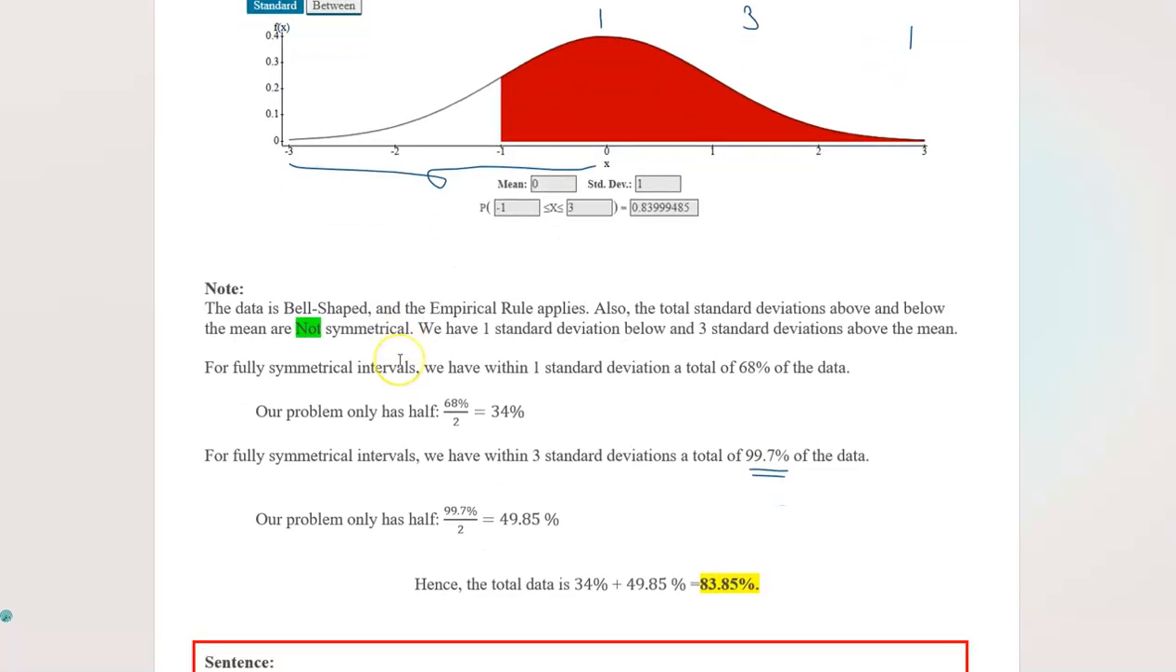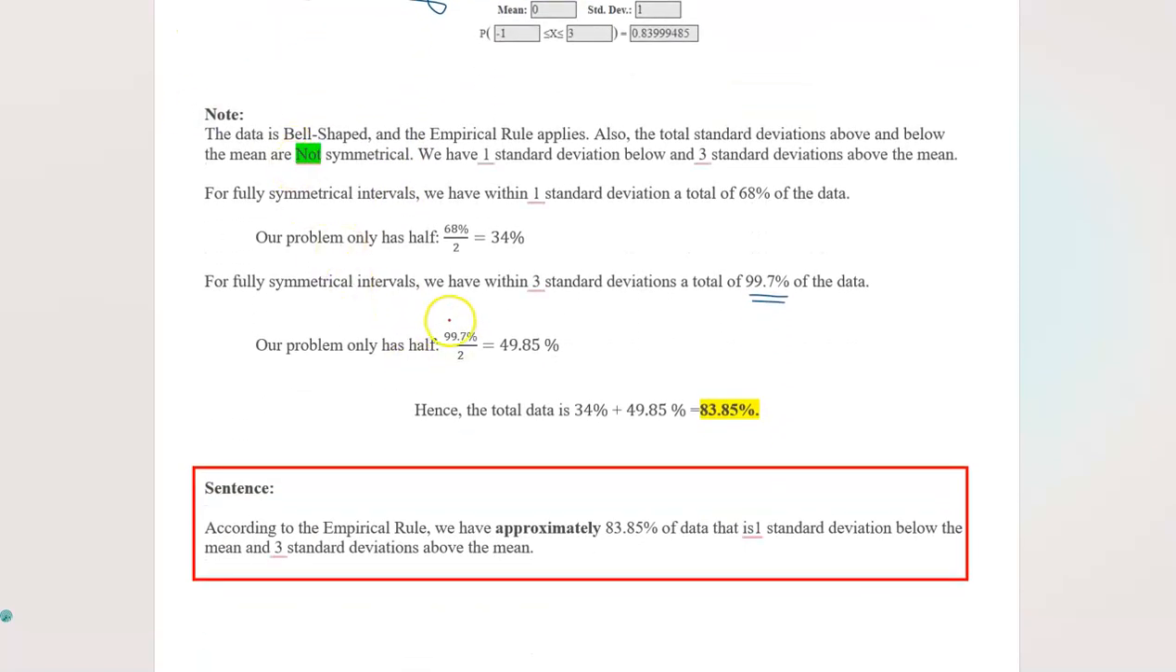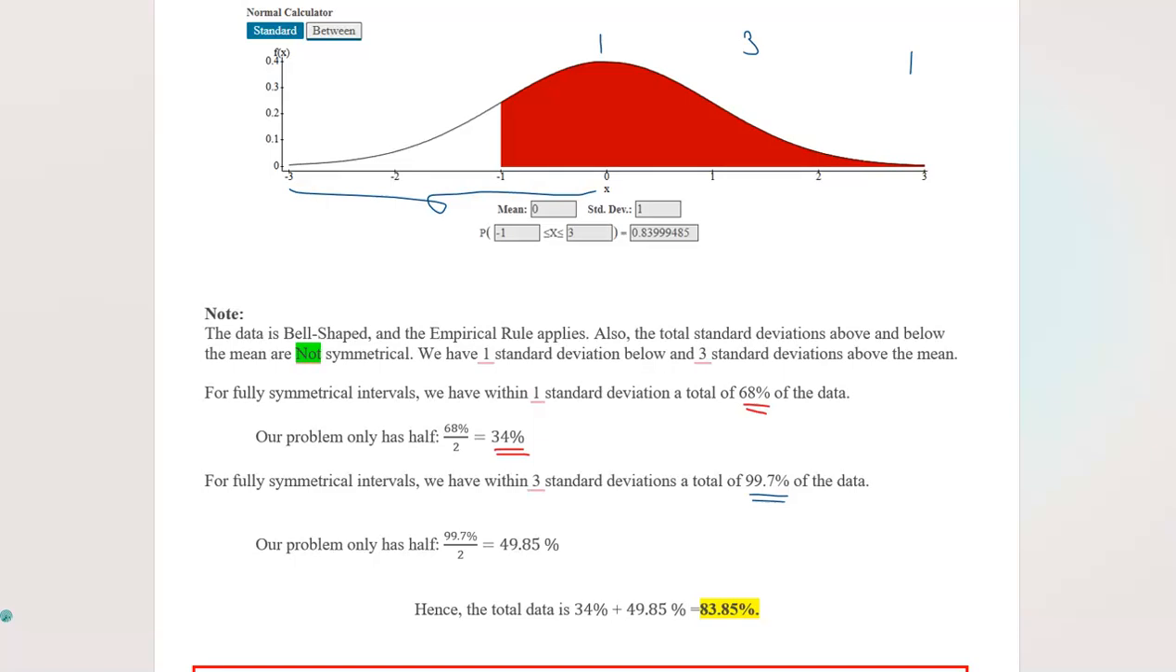So that means that we have to do the following calculation. For fully even intervals, the total is 68%, but we don't have that. We have half of that, so you only have 34%. So this portion here, let me circle it, represents your 34% of the data. Now, as we look above it, it's only half of the 99.7%. So that's going to give you this much. That represents, and maybe I should put that in a different color, half of this chunk.